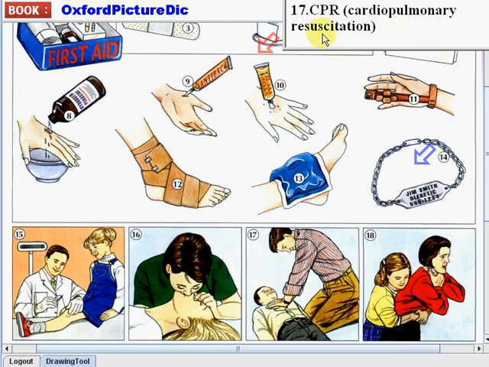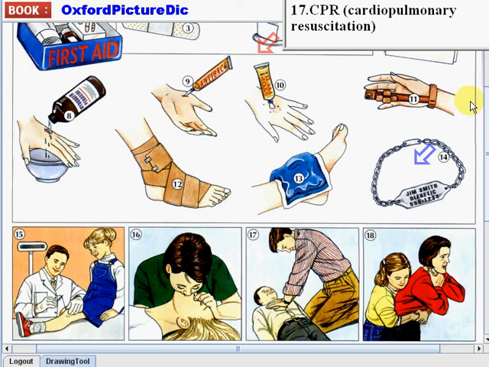cardiopulmonary resuscitation. Again, CPR, or cardiopulmonary resuscitation. It is the first treatment for a person who has collapsed, has no pulse, and has stopped breathing. It attempts to restore circulation of the blood and prevent death or brain damage due to lack of oxygen. That's the purpose of CPR.